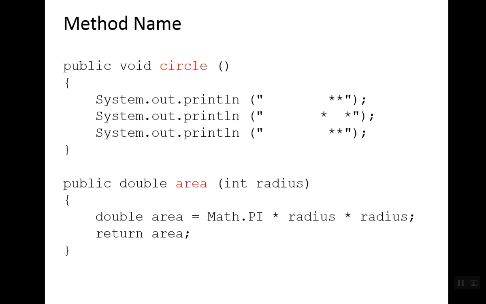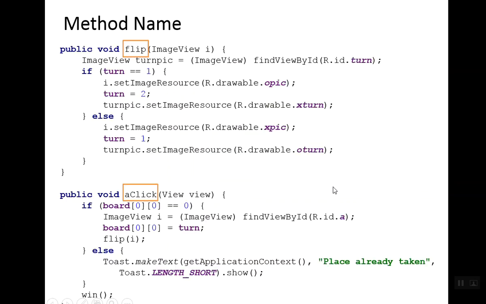So in our examples from last year, the very first line of the first method says public void circle with brackets. And that whole line is the method signature. In the second method here, we have public double area int radius. And that whole line is the method signature. In the examples from AppLab, we've already seen the flip method a little bit. So it's here: public void flip image view. And then we have public void aClick view view.